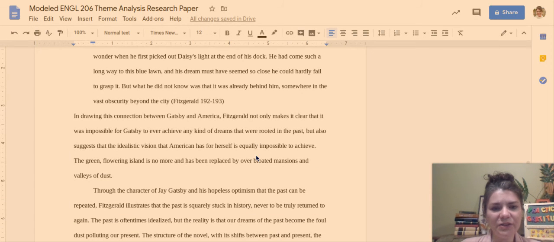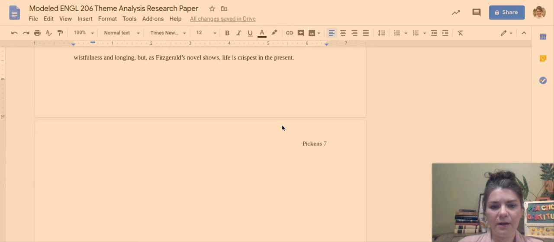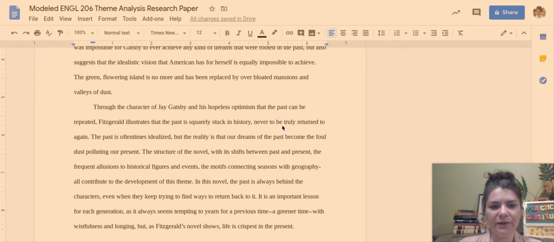In drawing this connection between Gatsby and America, Fitzgerald not only makes it clear that it was impossible for Gatsby to ever achieve any kind of dreams that were rooted in the past, but also suggests that the idealistic vision that America has for herself is equally impossible to achieve. The green flowering island is no more and has been replaced by overbloated mansions and valleys of dust. Okay, and again, I'm using this to have an analysis of what Fitzgerald is doing in the text to develop this theme. Okay, and then I have my conclusion.